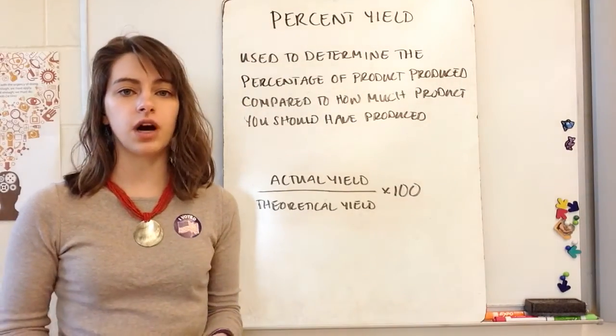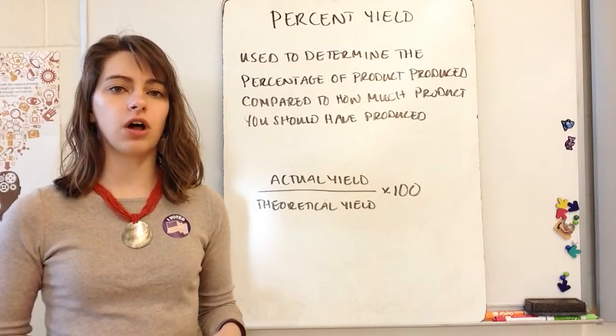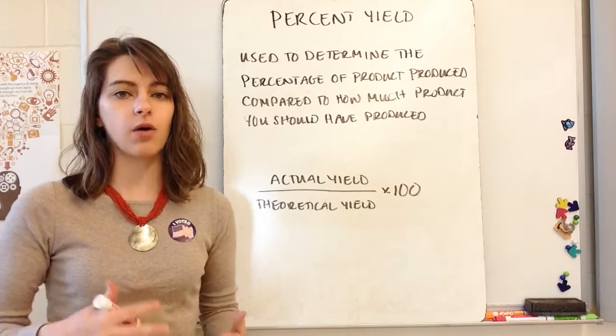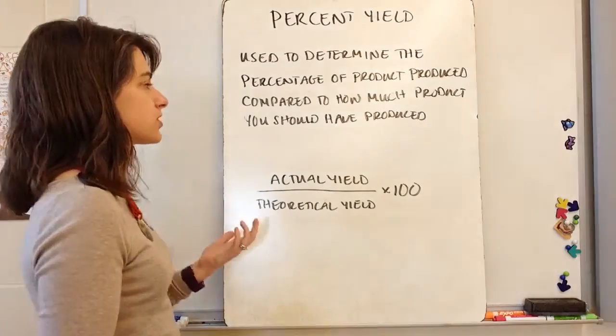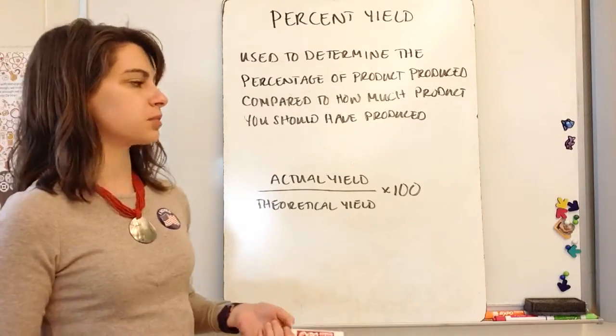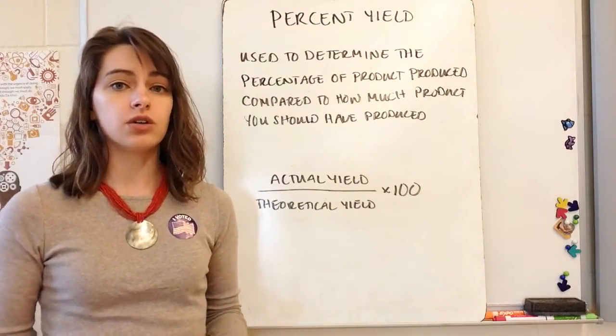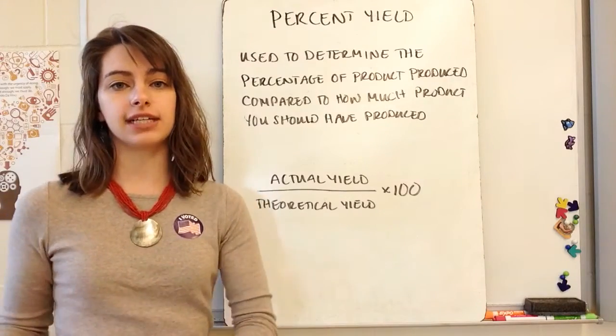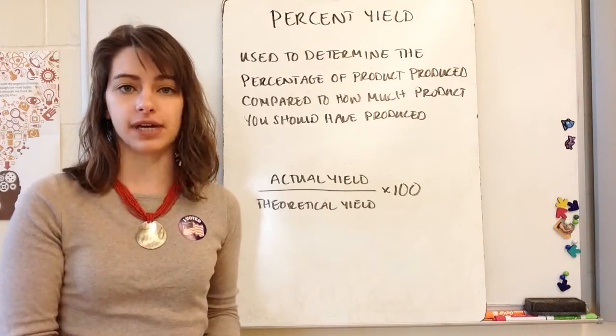So often when we do a reaction in lab, we use something called percent yield to gauge how well the reaction went. Percent yield is used to determine the percentage of product produced compared to how much product you should have produced. So we're comparing what we actually get to what we should have gotten if the reaction went perfectly.